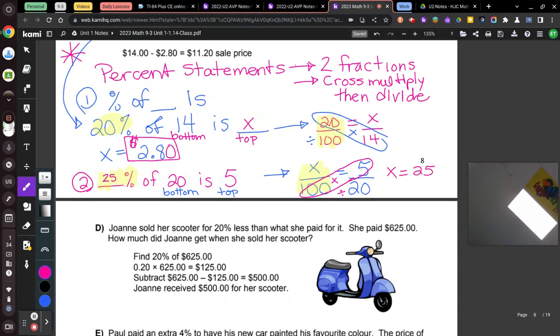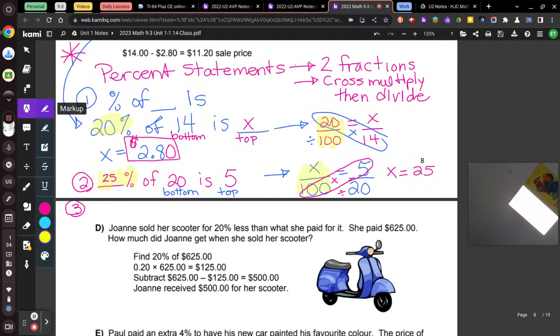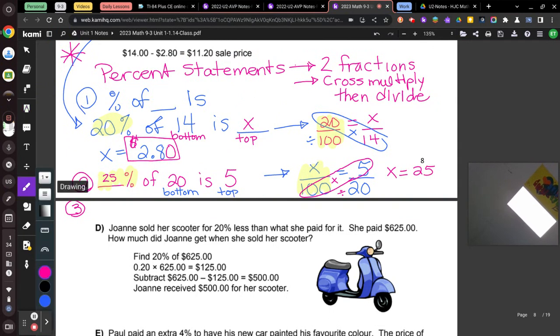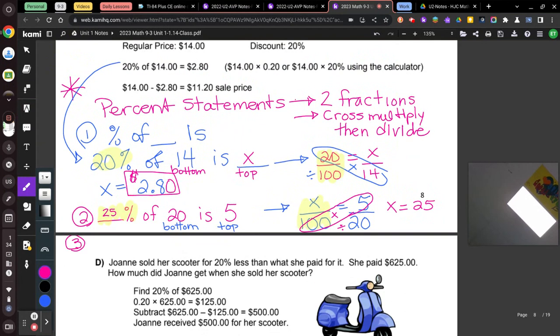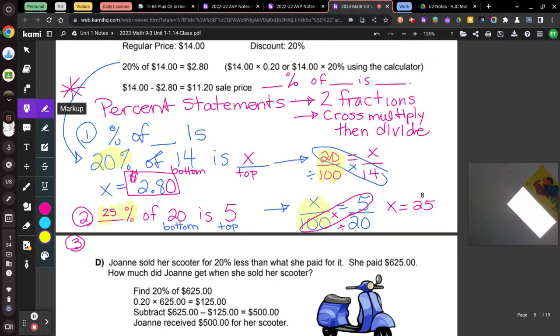Now we have one more kind, our third kind. And this time, do you notice where the number missing is? Take a look at where the number is. I've always got 3 blanks. Our generic statement is this: blank percent of blank is blank. So that's our generic statement right here. This is what we're always filling in the blanks for. They're going to give us 2 of those numbers.